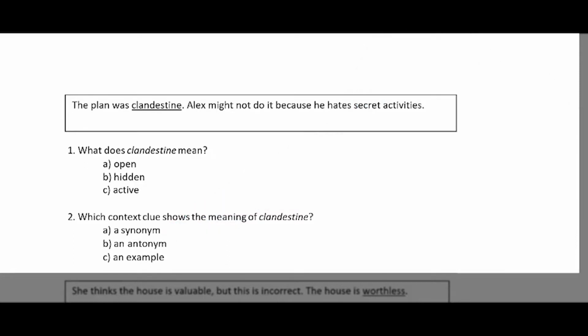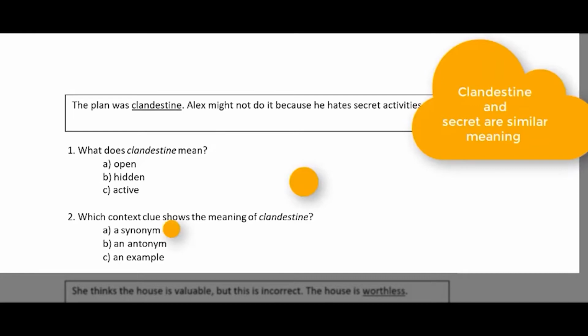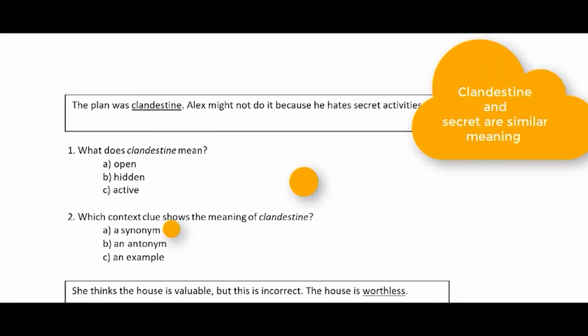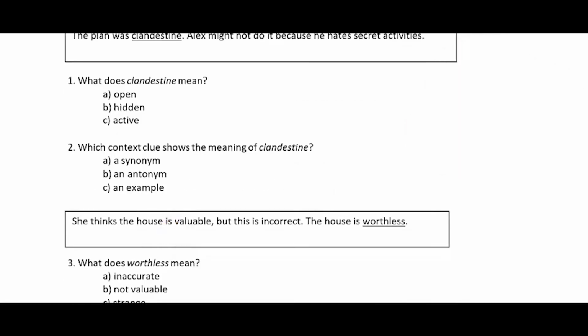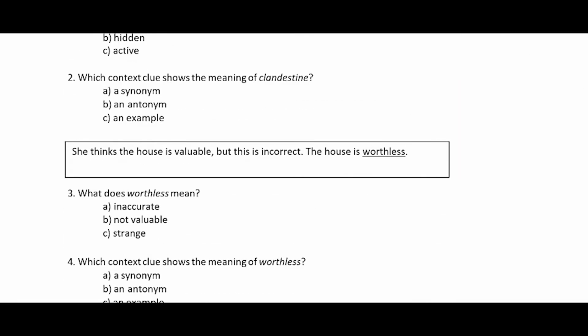So there you go. Right, you found out what that word means by looking at a synonym within the sentence, and then you're figuring out what clandestine means. So clandestine and secret are synonyms of each other. They basically mean pretty much the same thing, right? Let's look at 2 then. We'll move on to number 2.